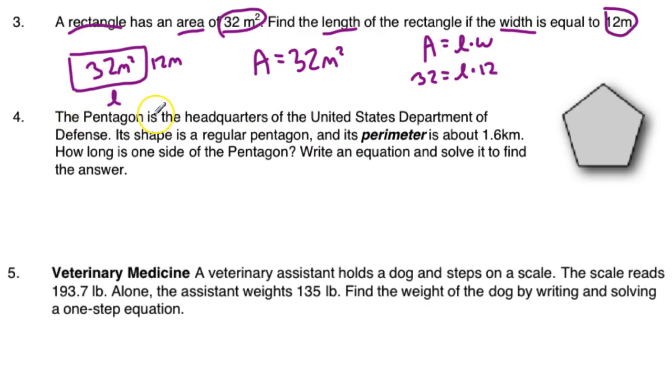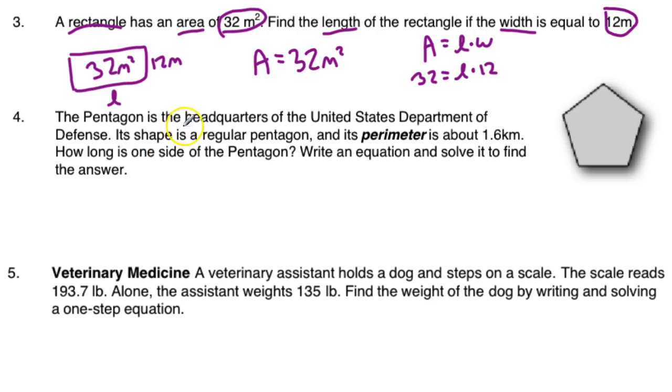All right, over here, the Pentagon is the headquarters of the United States Department of Defense. Its shape is a regular pentagon, and its perimeter is about 1.6 kilometers. How long is one side of the pentagon? Write an equation and solve to find the answer. So the Pentagon, that's this bad boy over here.